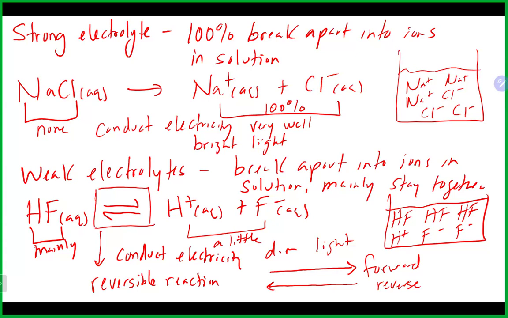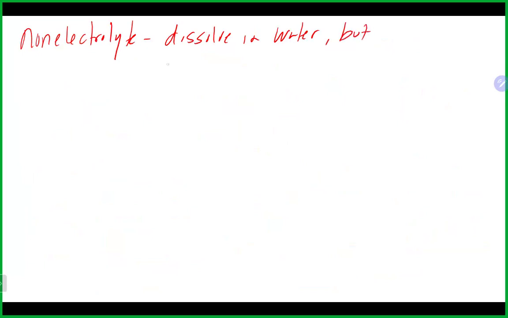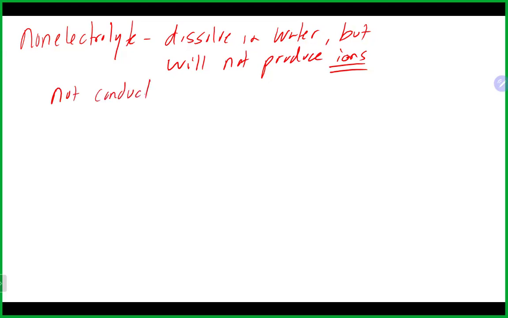Now, the last type of electrolyte is actually a non-electrolyte. A non-electrolyte will dissolve in water, for example, but will not produce ions. And it's really that lack of ions being produced which means it will not conduct electricity, because it has really no ions present to do so.